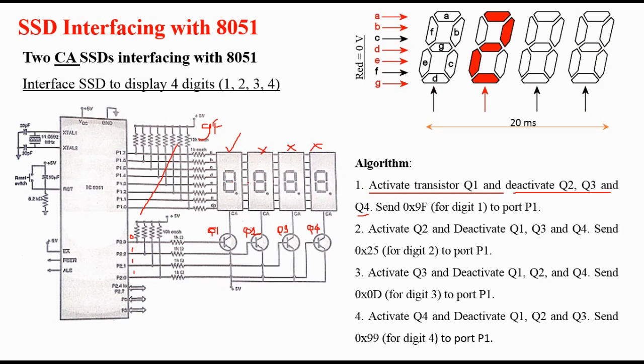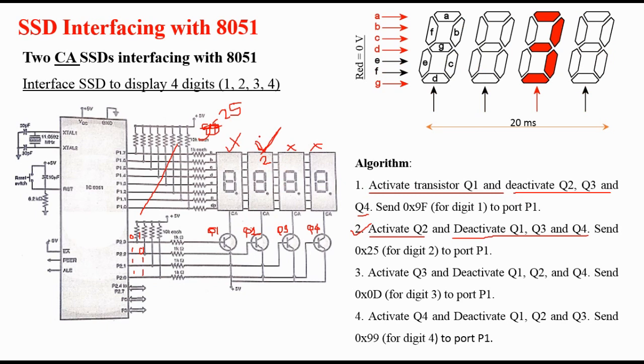Then the second phase. During the second phase, we will activate Q2 and deactivate the others. So this particular display will become on and the remaining will be off. Then we will send 2.5. The moment we send 2.5, only this particular display is on. That's why 2 will get printed on that display.